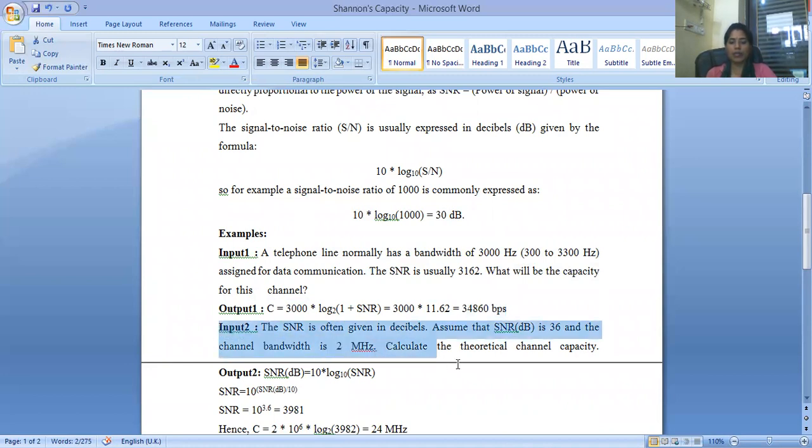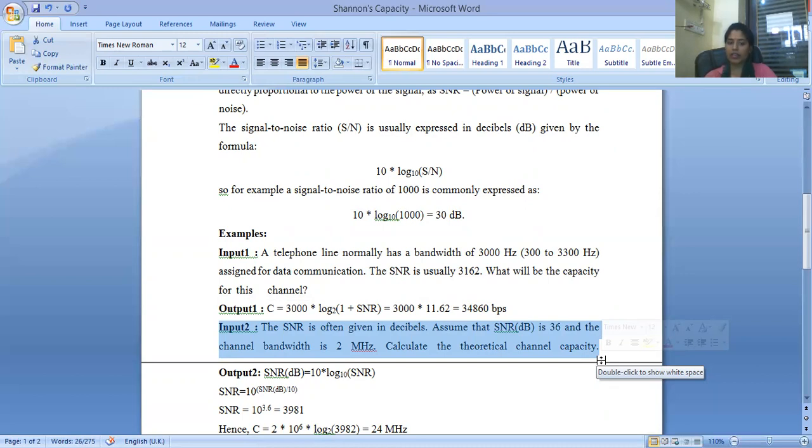Now if you take another example, the SNR is often given in decibels. Assume that the SNR in decibels is 36 and the channel bandwidth is 2 megahertz. You can see here that it is 2 megahertz. Calculate the theoretical channel capacity, that is, the Shannon's capacity.